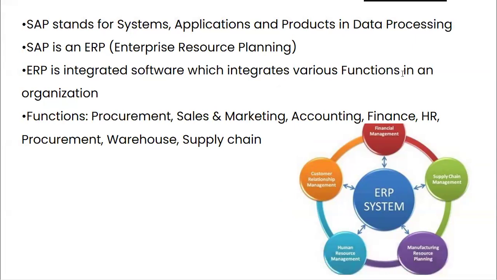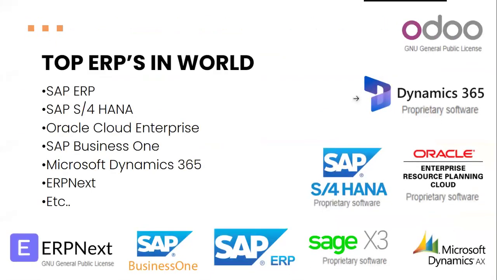SAP is one of the ERP systems. So if you want to run a business, we need ERP. SAP is the topmost ERP. That means there are different ERPs also. So what are those? These are all the different ERP products.